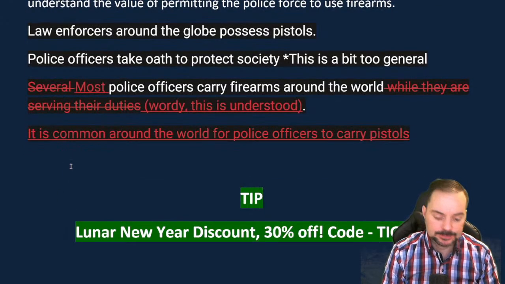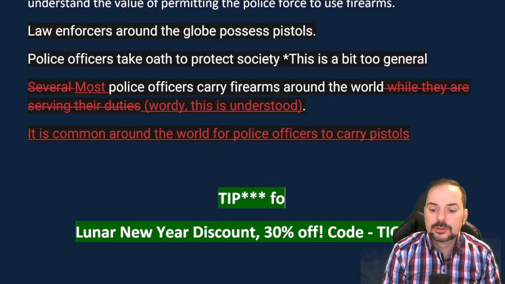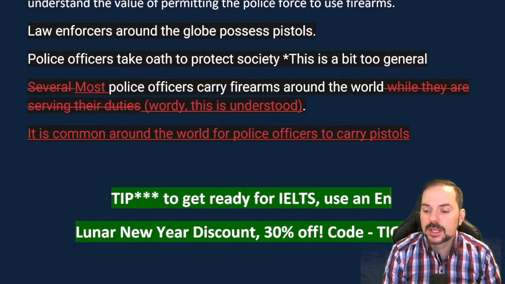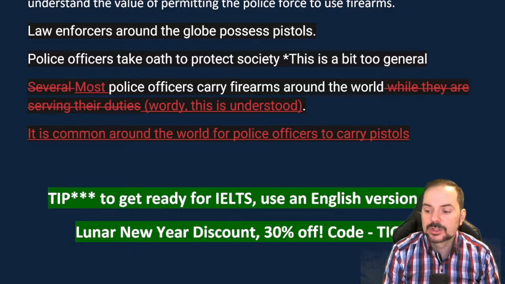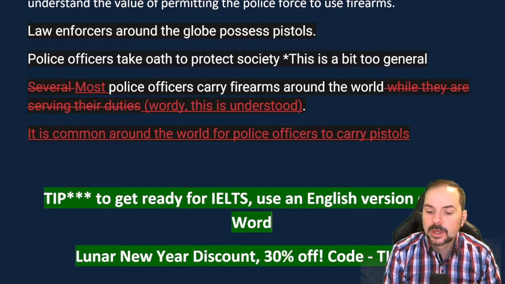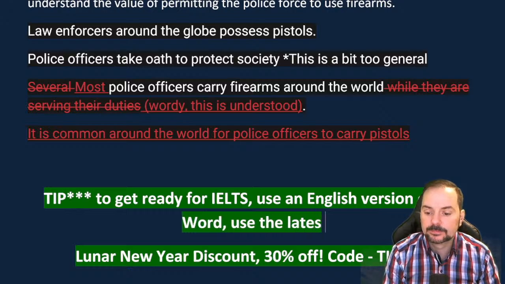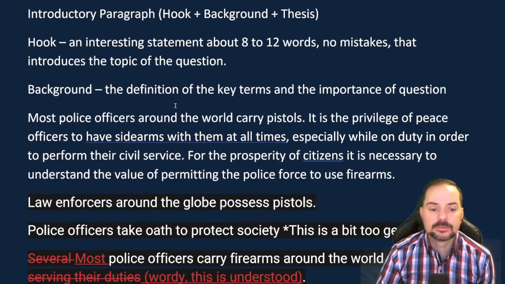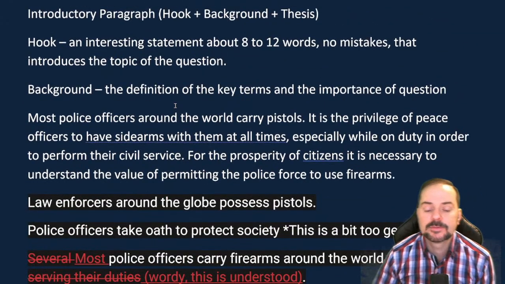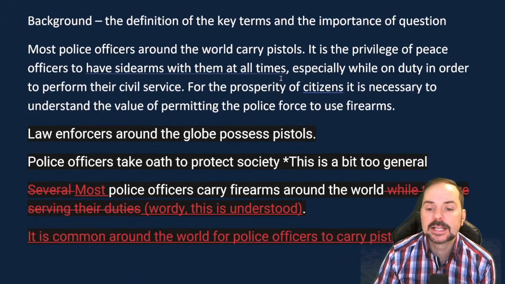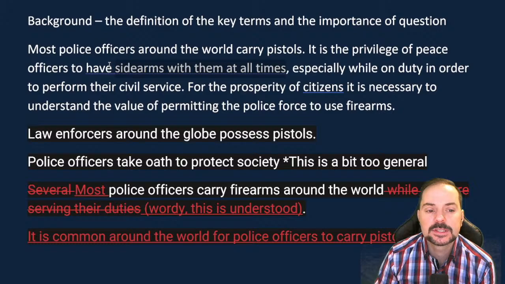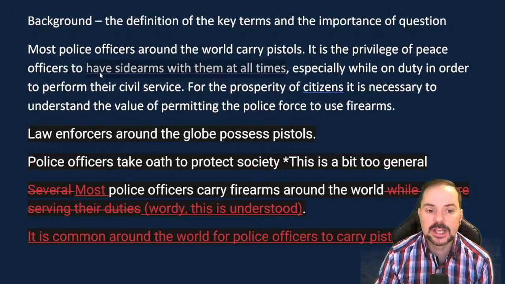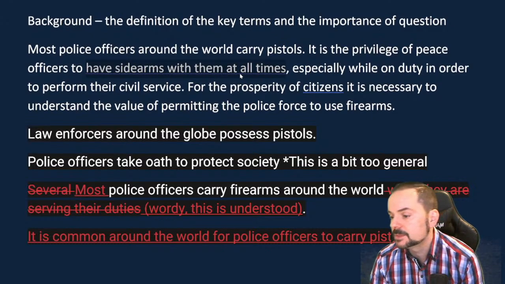So, a tip to get ready for IELTS: use an English version of Microsoft Word. Use the latest version. Maybe I'm old school and I was using Microsoft Word 2010 for too long, but the latest version has this really neat feature. Can everybody see the little purple dots underneath this phrase, have sidearms with them at all times?